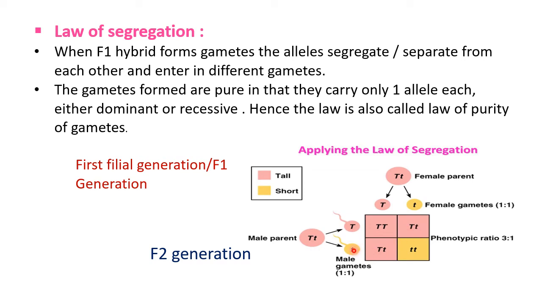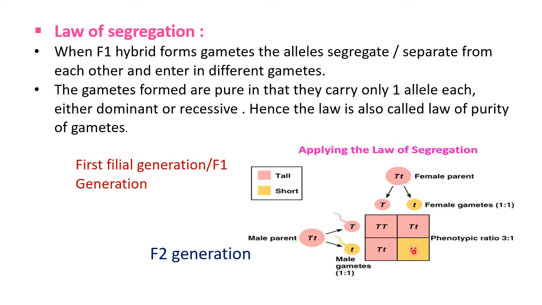Then here small t combines with capital T. As capital T is dominant, it is written first, and after it small t is written. So here we get a hybrid tall pea plant. Then small t combines with small t and produces a homozygous dwarf pea plant.